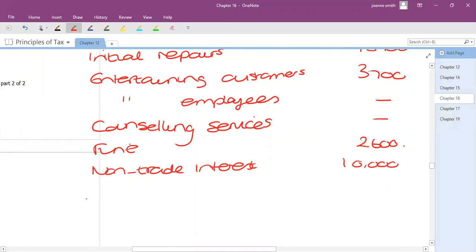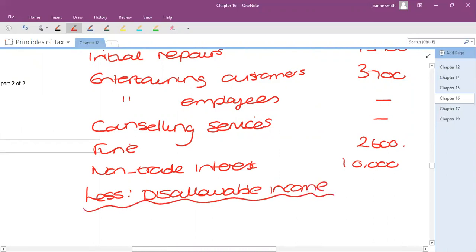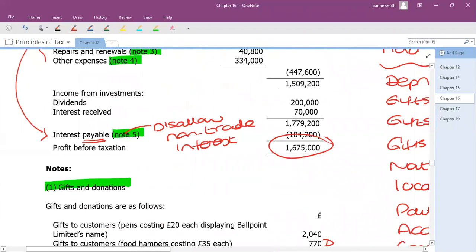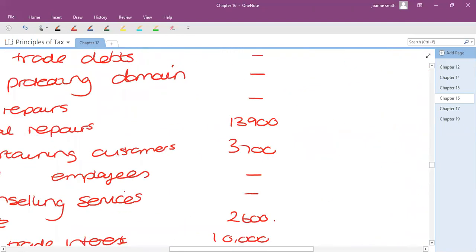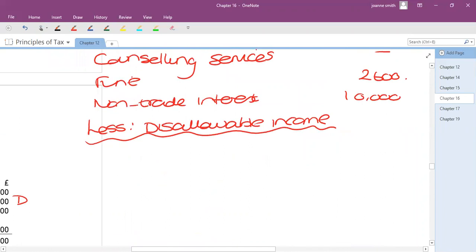That deals with all our expenses then. So the next thing to do is to deduct the disallowable income. And the disallowable income, well, we're looking at the income in the P&L, and it does actually say here, income from investments. Now, there are no notes there, but the fact it says it's income from investments is telling you that you need to disallow it, that it's not trade income, and generally isn't below gross profit. So both of those need to be disallowed.